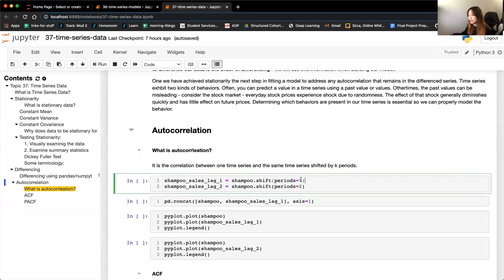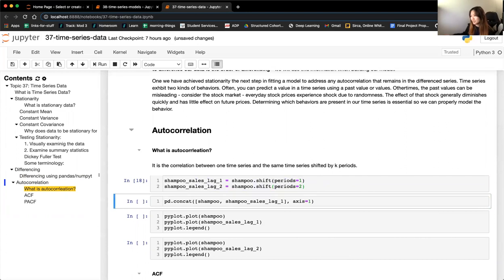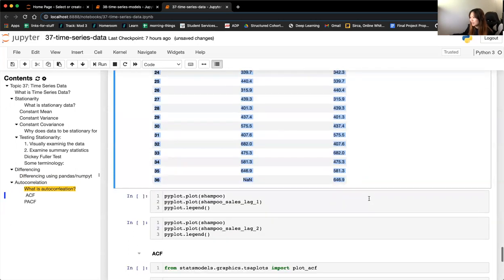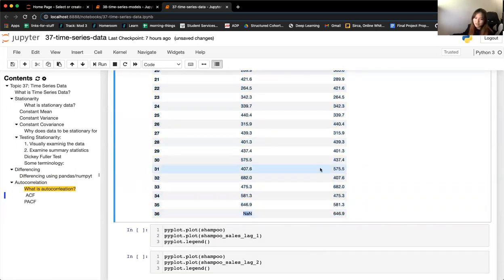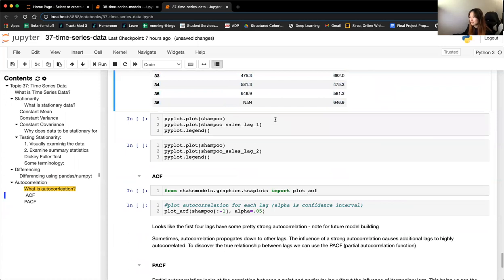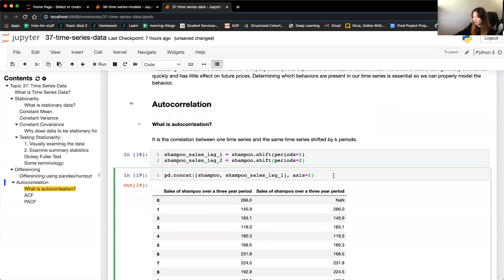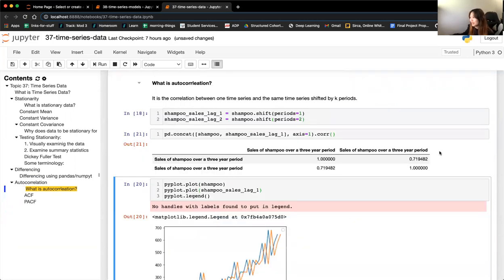So first, you can actually shift your time series using the dot shift method. You can see that by shifting, all it does is move it one step down. I end up with a NaN value here, and a NaN value there, but that's fine. Basically, we want to see if these two are correlated. We can literally run a df.corr and see that these two time periods are correlated, with a correlation coefficient of about 0.72.